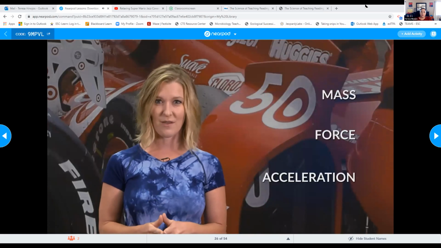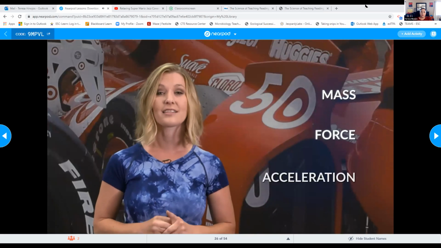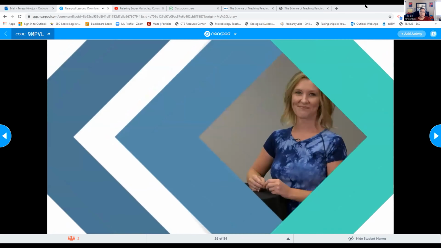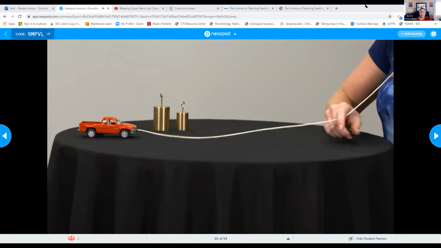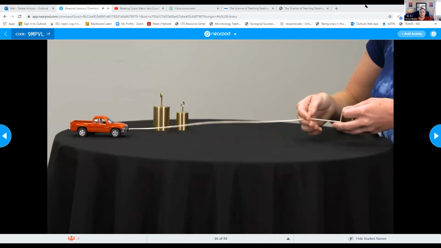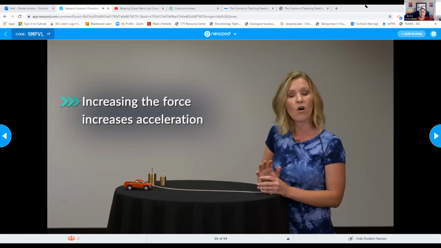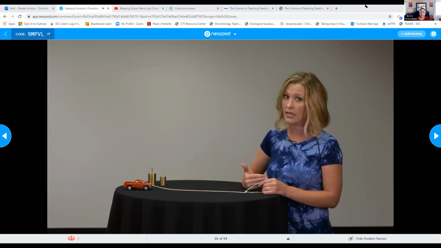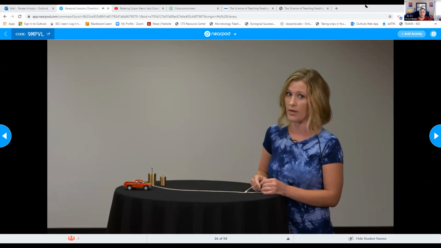Remember these 3 words: mass, force, acceleration. How do these 3 variables interact? Let's use this truck. If I pull the truck, it accelerates. If I pull the truck with twice the amount of force, it will accelerate twice as much. Because force and acceleration are proportional to each other, if you increase the force, then you increase acceleration. The acceleration is always in the direction of the net force. The net force is moving the truck to the right, causing it to also accelerate to the right.